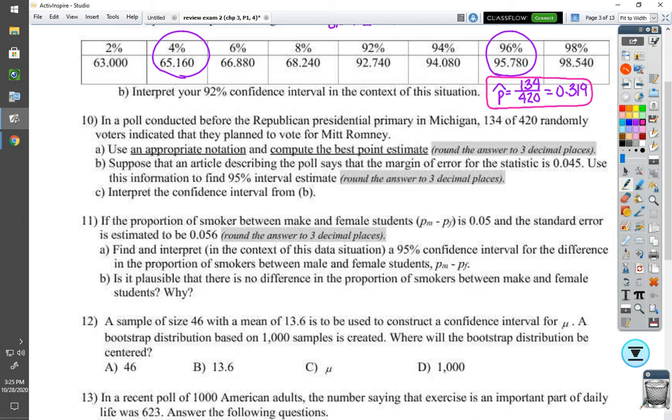Suppose the article describes a poll that says the margin of error of the statistic is 0.045. So we'll take 0.319, and we will add and subtract a single value of 0.045 in order to calculate our interval estimate. Our interval estimate would be 0.274 through 0.364.